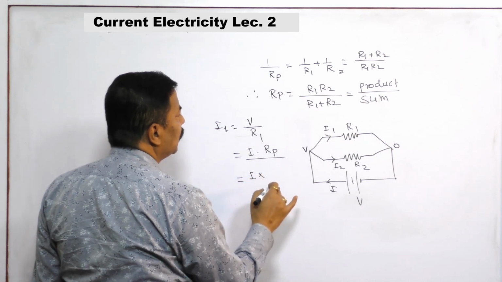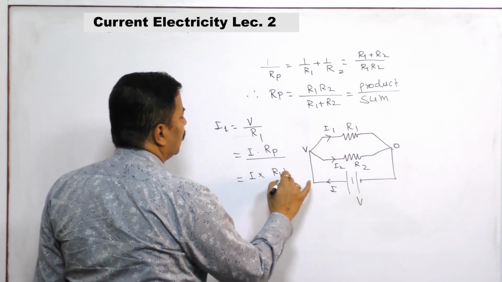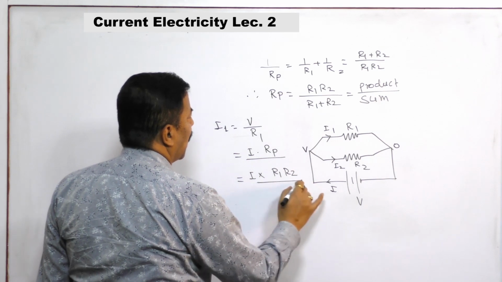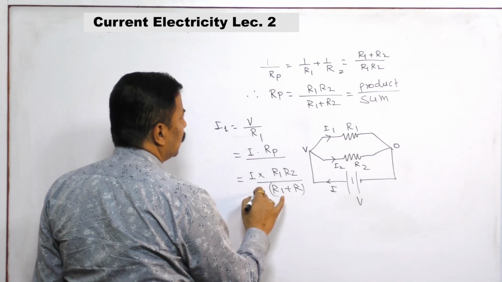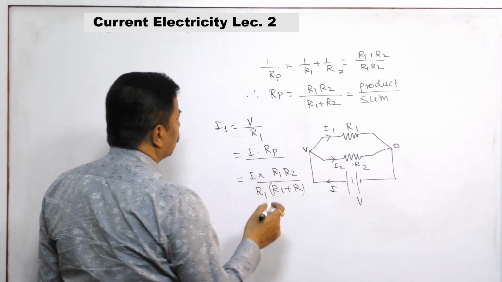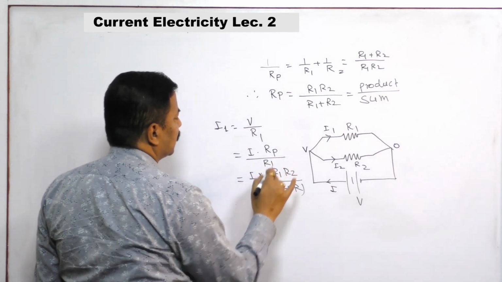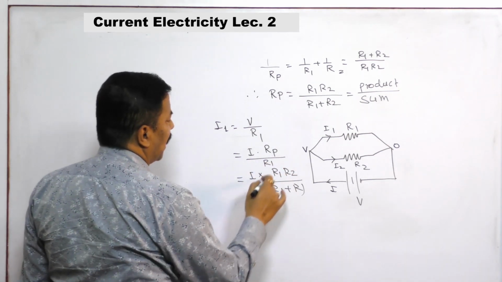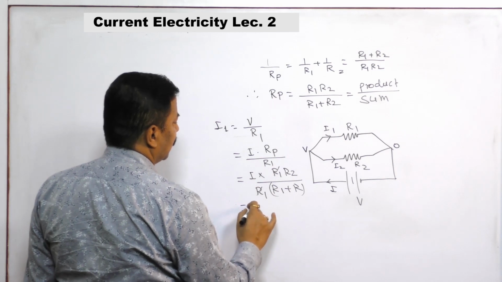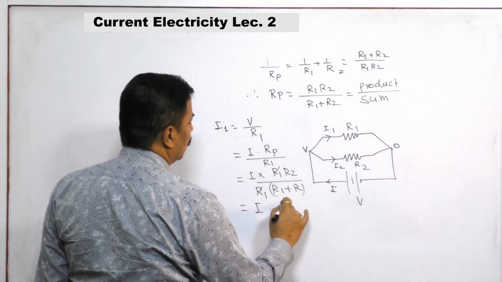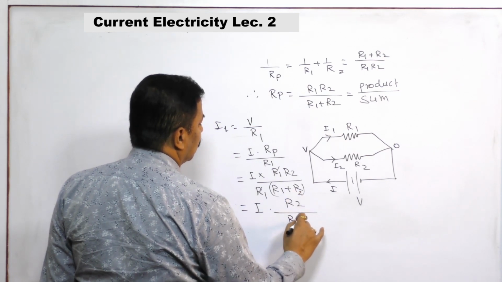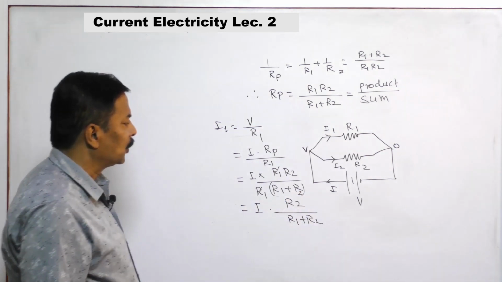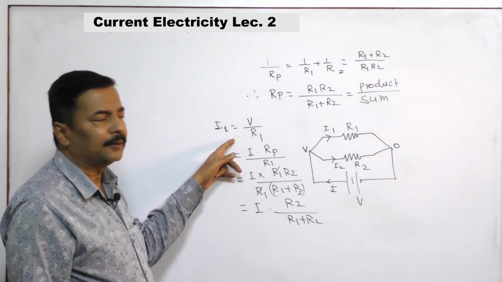So what we are getting? I into R1 R2 by R1 plus R2 into 1 by R1. R1 will cancel. What you are getting? I into R2 by R1 plus R2. So if total current is known, you can find I1.